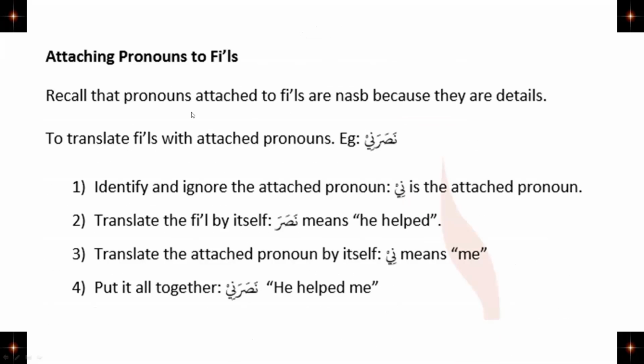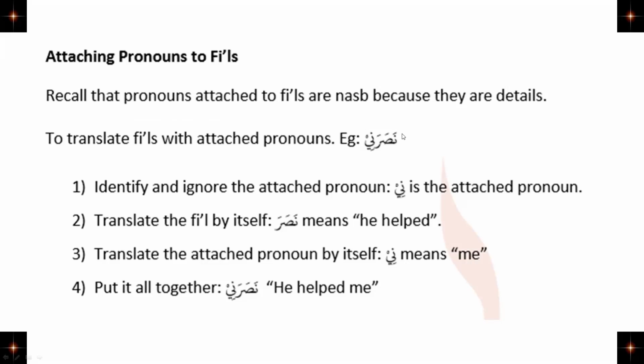You remember every independent pronoun has an attached equivalent, right? Yes. So what we say here is that you have to recall that pronouns attached to fi'ils are in nasb status because they are details.